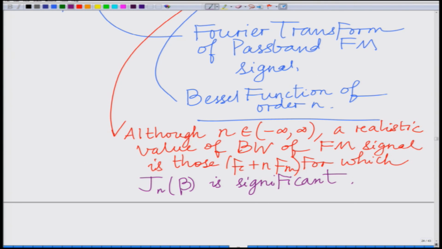So, we have to choose an appropriate range of n, or an appropriate range of these frequencies, for which J_n(β) is significant, that captures most of the signal power, most of the passband FM signal power. That gives us an estimate or a measure of the bandwidth of this FM signal, and once we get the estimate of the bandwidth, then we can calculate various other quantities.